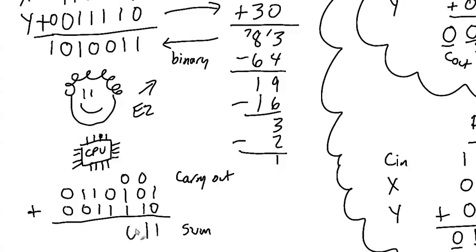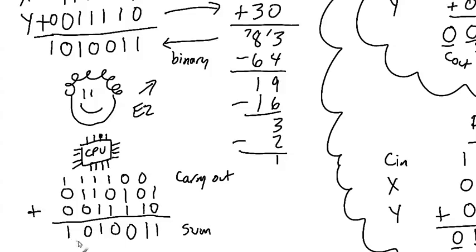0 plus 1 plus 1, that's going to be 2, right? 1 plus 1 is 2. So the sum is 0, but our carry out is going to be 1. So 1 plus 1 now is going to be 2 again. So we'll just say, all right, we carry a 1. It's 1, 0. So 1 plus 1 plus 1 is 3. So we're going to write down a 1 here, and we're going to write our carry out as a 1. So 1 plus 1, sum is 0, but the carry out is going to be 1, and then voila.